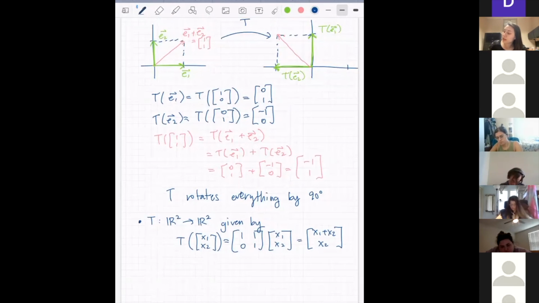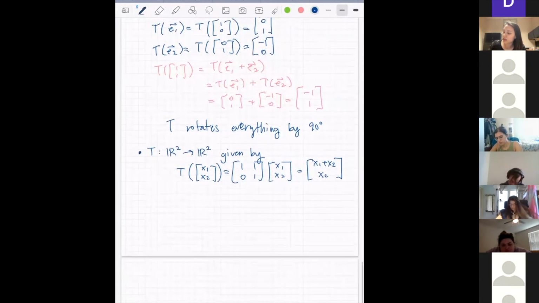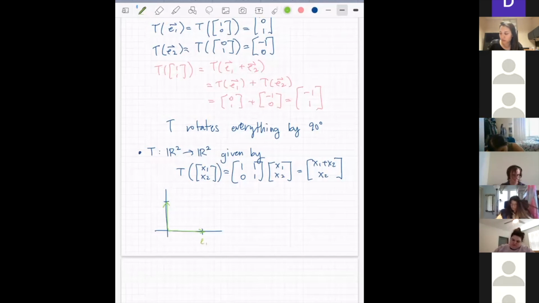Okay, so we want to do the same thing where we're going to look at the image of E1 and E2, right? So we have our two unit vectors. I want you guys to try this on your own. So try and draw the picture, following the same procedure that I used for the first one, and see what it looks like.